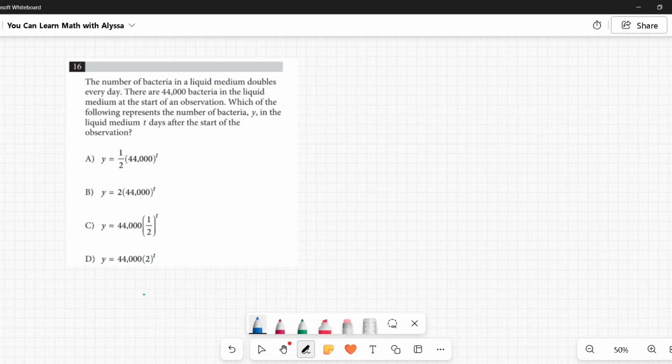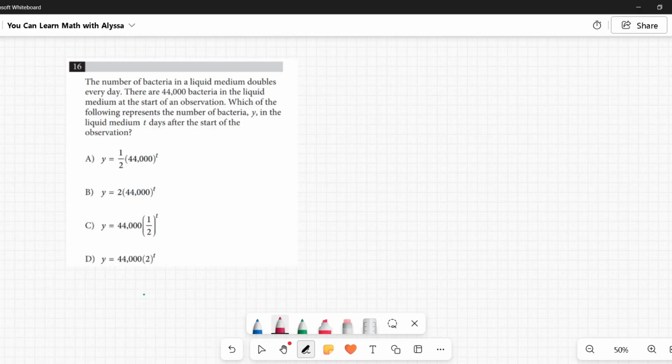Number 16. The number of bacteria in a liquid medium doubles every day. There are 44,000 bacteria in the liquid medium at the start of an observation. Which of the following represents the number of bacteria Y in the liquid medium T days after the start of the observation? Now, this has to do with exponential growth, population growth, and the formula is very similar to the one for compound interest, but it's a little different.